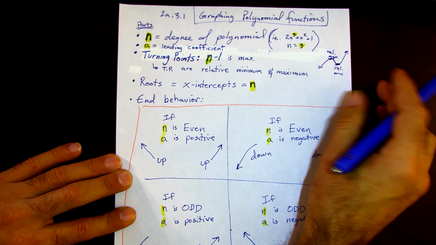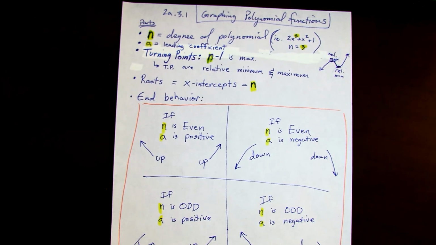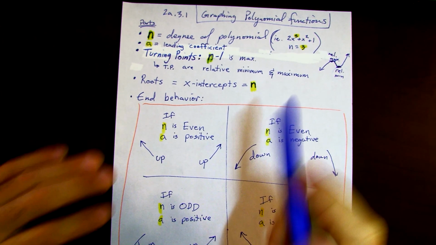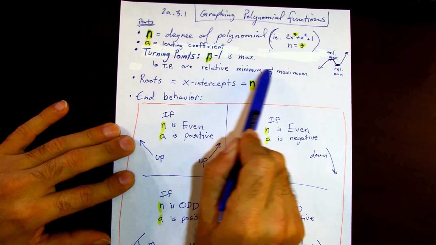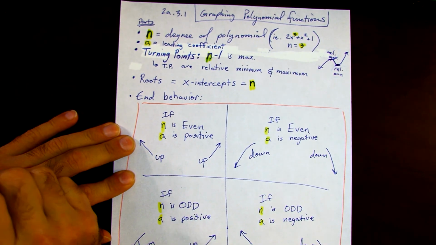And the track may go all over the place, but if I was saying, hey, what's the relative min and max between 1 and 3? You'd be able to see, okay, it's the bottom, it's the lowest one and the highest one there. So turning points are also the relative minimum and maximum.